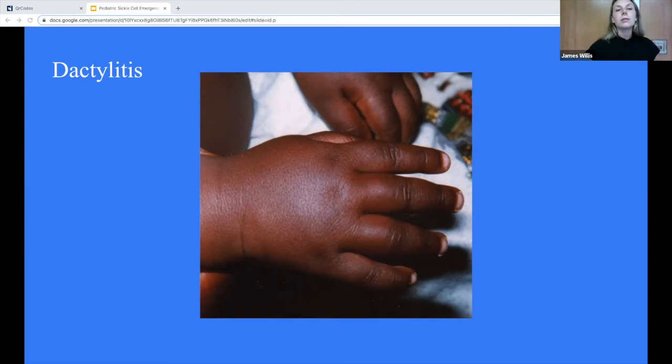Patients who develop dactylitis at less than 12 months of age have about a 3 times increased risk of having severe sickle cell disease, so you can warn parents about that. Preverbal kids can present with fussiness, crying, altered sleep, decreased feeding. Patients can be febrile. They'll have erythema, warmth, and tenderness of the hands, feet, fingers, and toes.